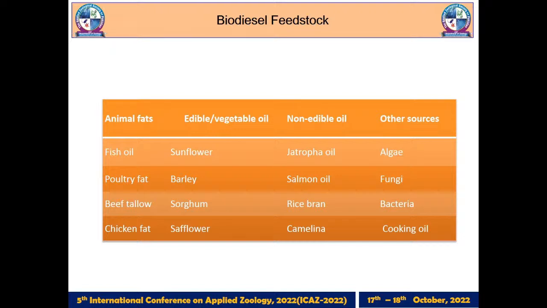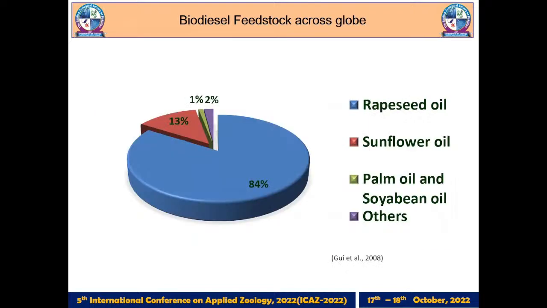Biodiesel feedstock. Biodiesel is produced from animal fat, edible or vegetable oil, non-edible oil, and different resources, for example, algae, fungi, bacteria, and waste cooking oil. Biodiesel feedstock across the globe: biodiesel is mainly produced from rapeseed oil 84%, sunflower oil 13%, palm oil or soybean oil 1%, and other resources 2%.